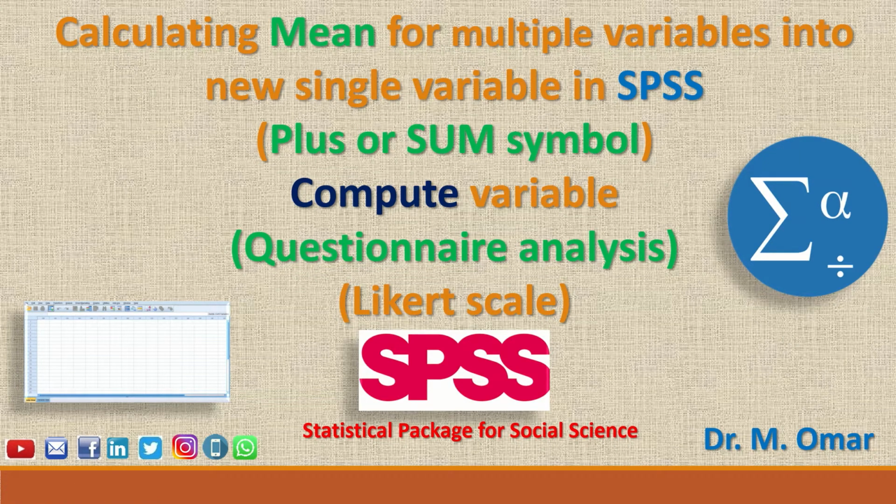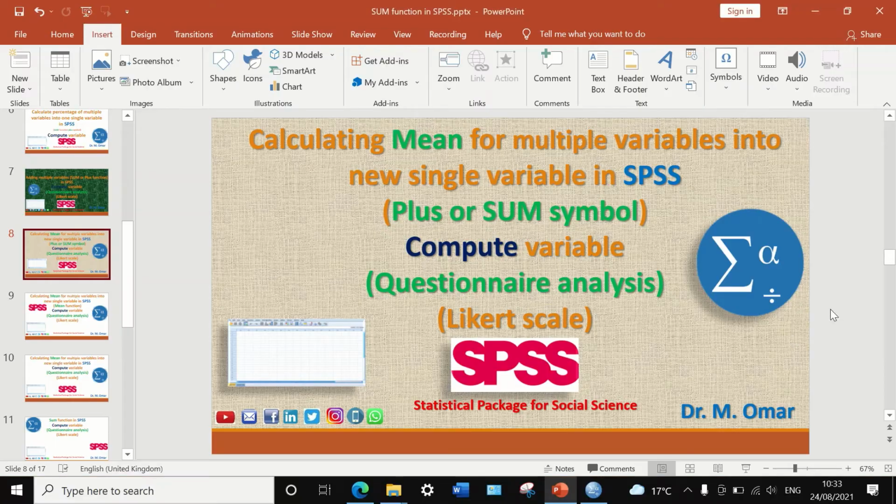Calculating the mean for multiple variables into a new single variable in SPSS using the plus sign or the sum symbol or command, through using a function in SPSS called compute variable. And that can be useful for the analysis of questionnaires or surveys that are based on a Likert scale.